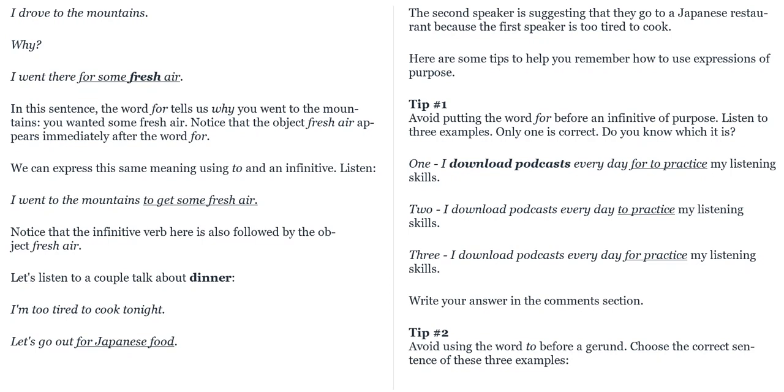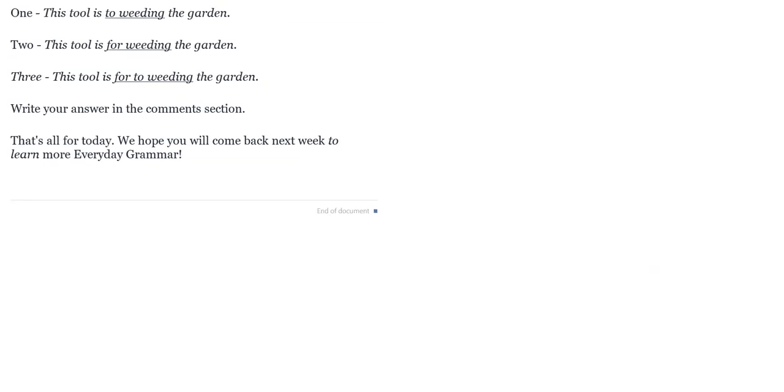Tip 2. Avoid using the word to before a gerund. Choose the correct sentence of these 3 examples. 1. This tool is to weeding the garden. 2. This tool is for weeding the garden. 3. This tool is for to weeding the garden. Write your answer in the comments section.